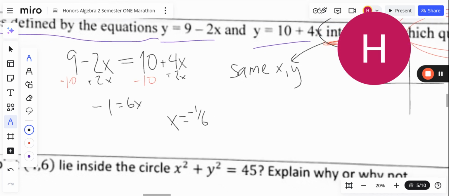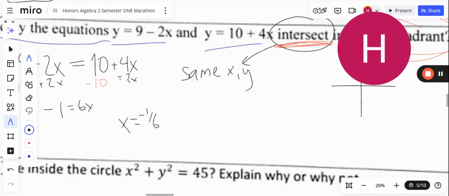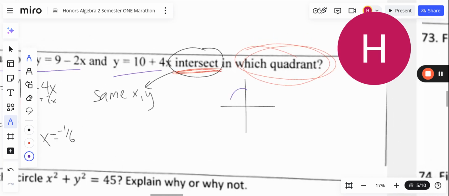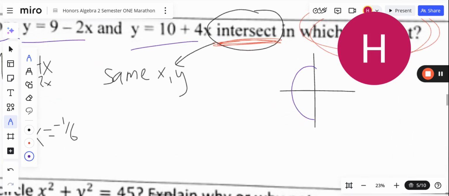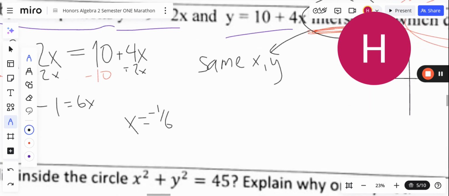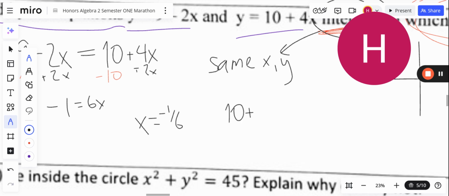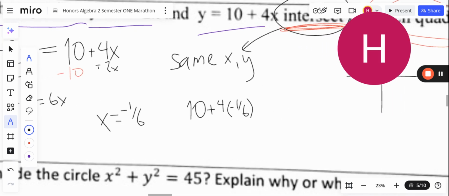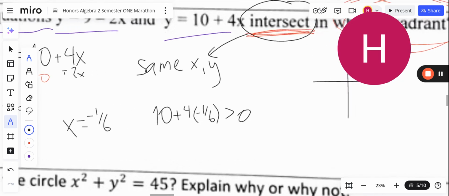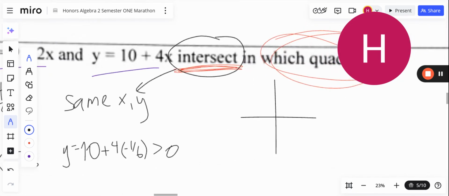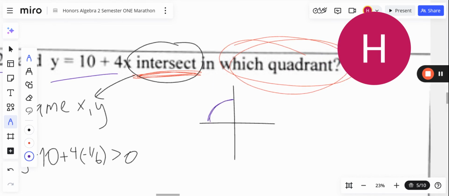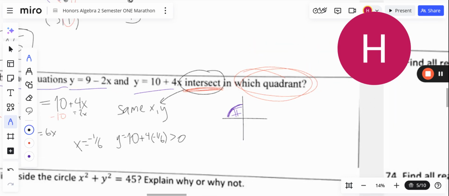And then if you want to find the y value, because now we know the x value is negative, we know it has to be somewhere in the left 2 quadrants. Now we can plug in the y. Let's use the 10 plus 4x equation. I think that's a little bit better. 10 plus 4 times negative 1 over 6. Well, of course, that's going to be positive. You don't even have to bother calculating that. We just know this is greater than 0. So this will be in the positive y quadrant, negative x quadrant. That's the second quadrant. Bam.